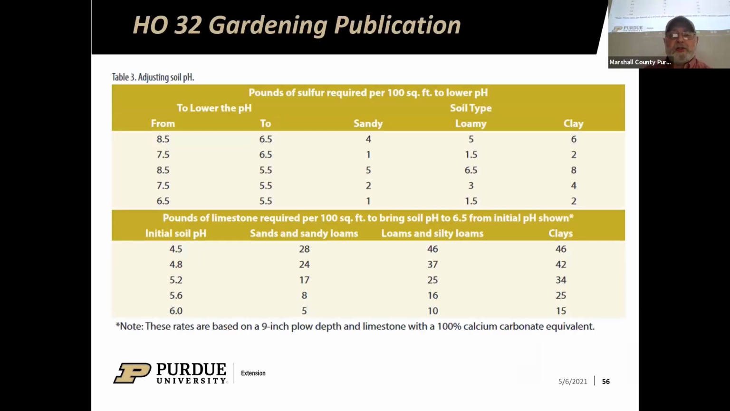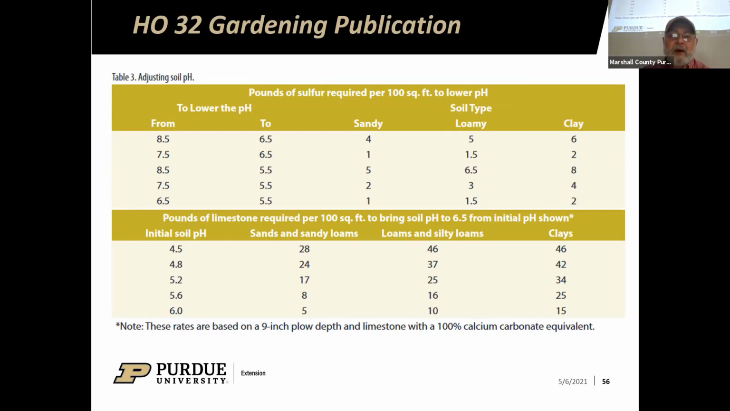This is a chart just showing how we can change soil pH in the soil. This is coming out of that HO32. But you can see pounds of sulfur required per 100 square feet to lower pH. And you can see it's based upon being sandy, medium soil like a loam soil, or finer soil being a clay soil. So the coarse soil, the sands, it takes less added to the soil to lower the pH.